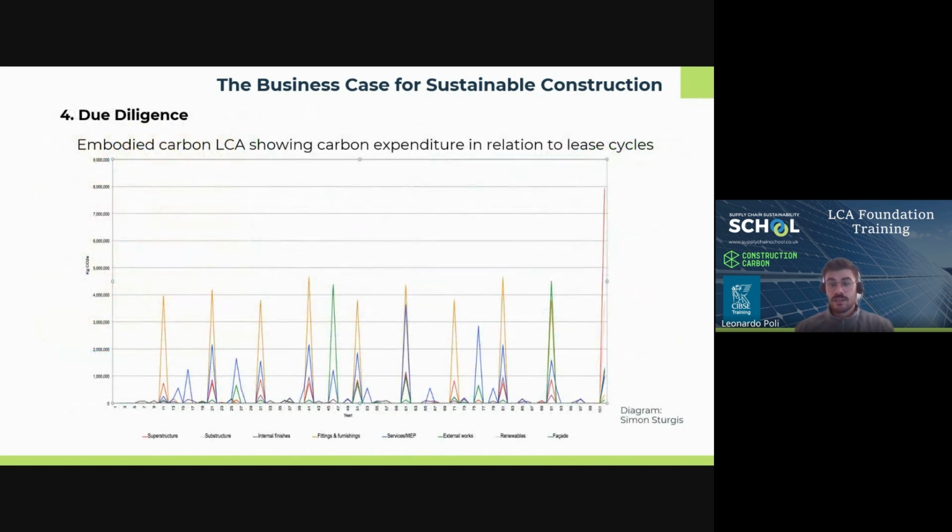Then we have due diligence. When purchasing an existing building or asset, a whole life carbon assessment is evidence that the building lifetime performance has been evaluated. It gives a potential purchaser confidence in the overall carbon performance of the asset, and also that maintenance, repair, and replacement have been considered in detail along both the design and construction phases.